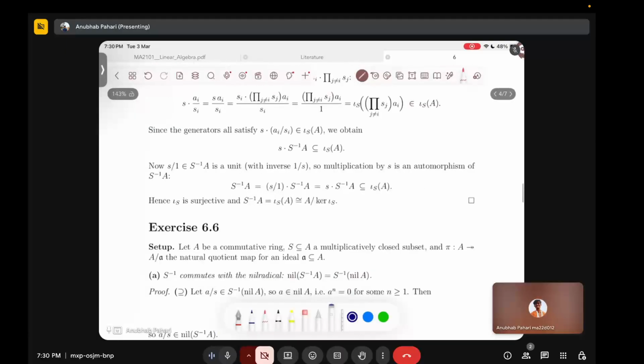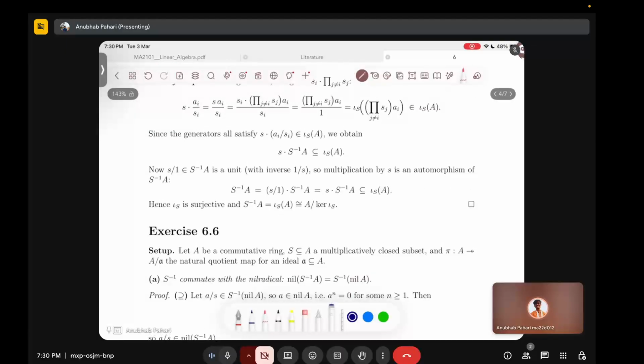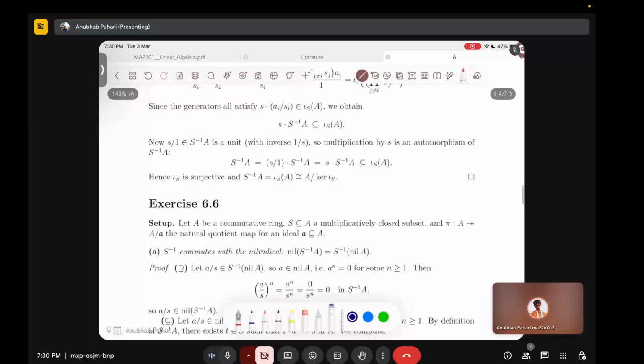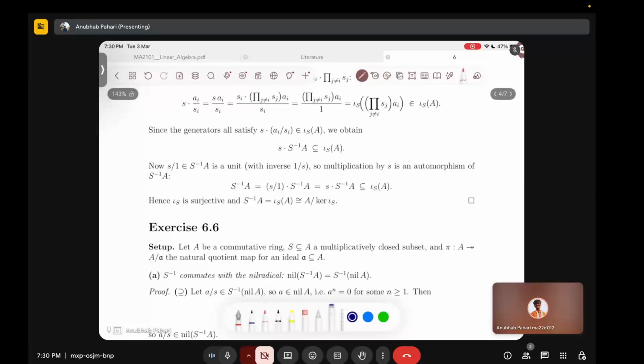Now here is problem 6.6, which says: let A be a commutative ring and S a multiplicatively closed subset, and π a surjective map from A to A/𝔞, the natural quotient map for an ideal 𝔞 of A. Try to prove the first problem, which says that S^{-1} commutes with the nilradical: Nil(S^{-1}A) equals S^{-1}(Nil A).